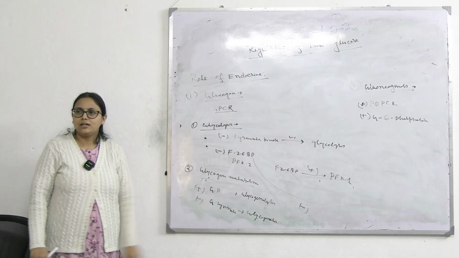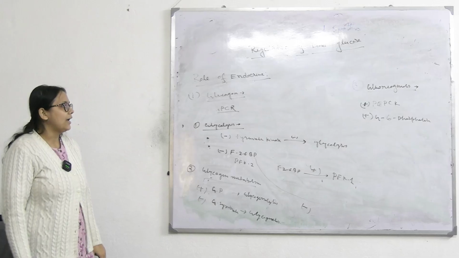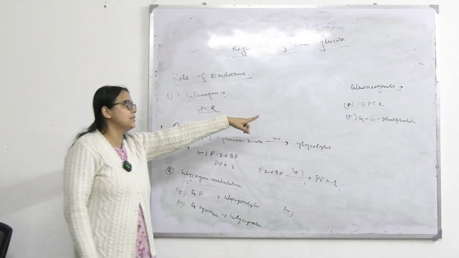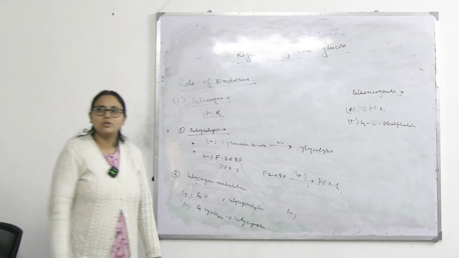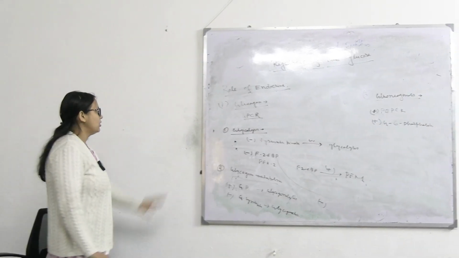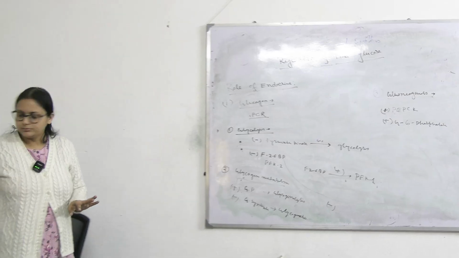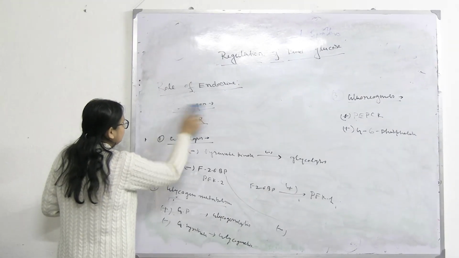It activates glycogen phosphorylase and inhibits glycogen synthase. And what happens to gluconeogenesis? It activates both enzymes, that is phosphoenol pyruvate carboxykinase and glucose 6-phosphatase. Okay, so the role of glucagon is done. Then coming to the role of insulin.